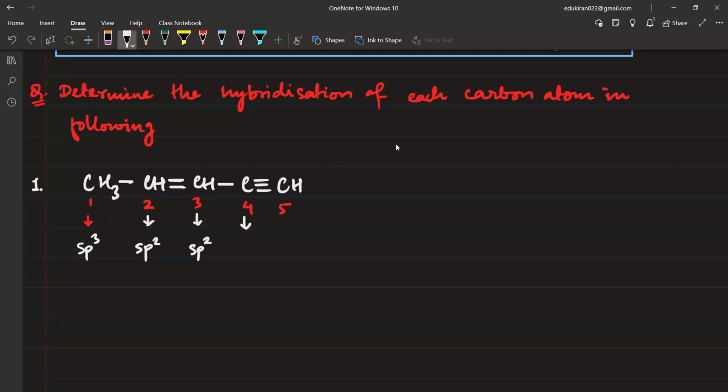Any double or triple bonds? Triple bond. So it will be sp. What about the fifth one? sp. Okay, so this is how you have to do it. Please write 2 more questions.